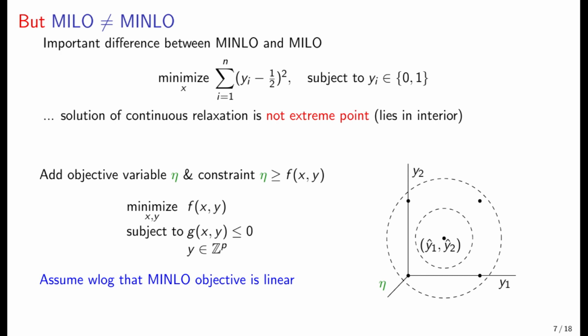I'm going to assume from now on that my objective function is linear. And I can always do that. If I have a nonlinear objective function, I need one additional variable, and I throw it into the constraints.